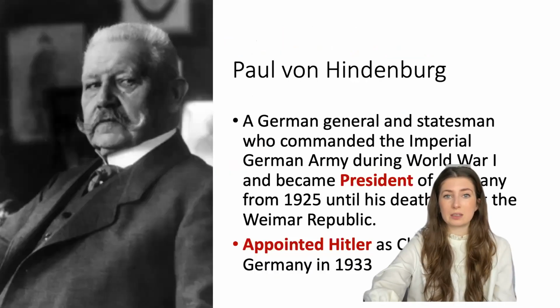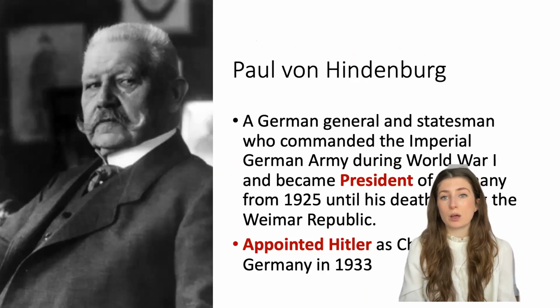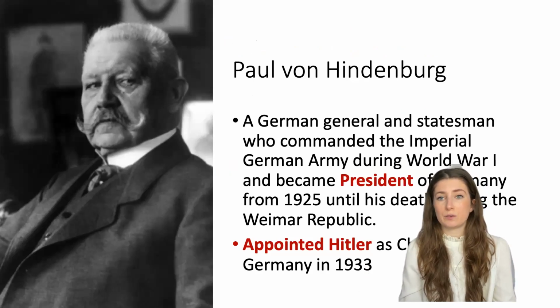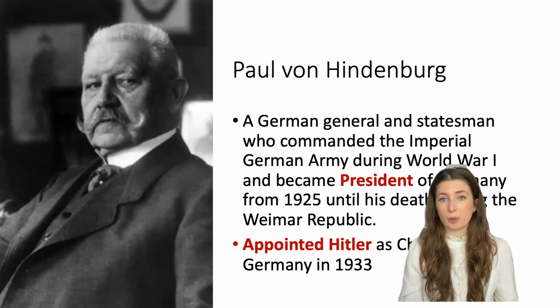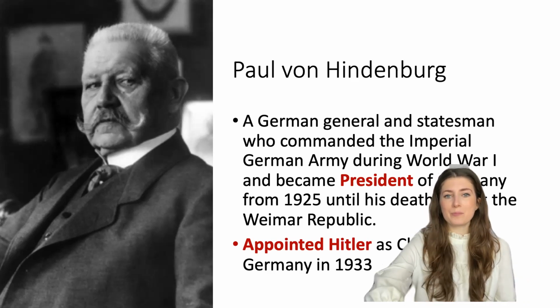So I'm going to start with Hindenburg. Now, Hindenburg was the German general and statesman who commanded the Imperial German Army during World War I and became president of Germany from 1925 until his death during the Weimar Republic. It is he who appoints Hitler Chancellor of Germany in 1933. So if we ever had to select somebody who put their hand into pushing Hitler forward, it was absolutely Hindenburg.